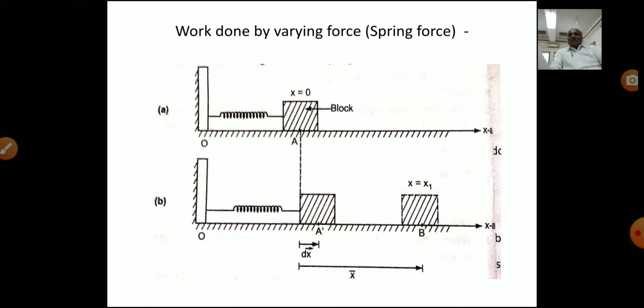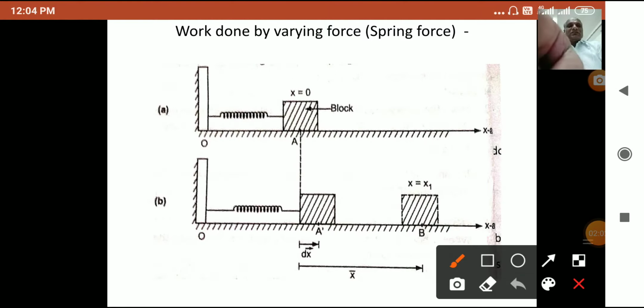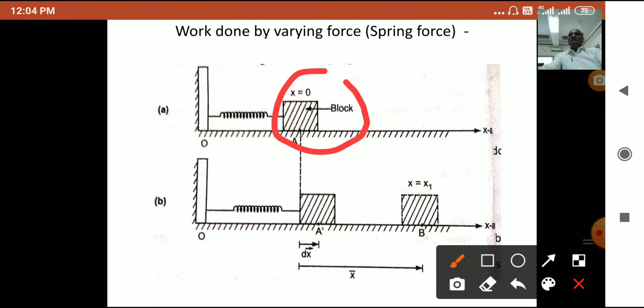Now let x equal to 0 be the position of the block when the spring is in its natural length, which we have shown first in the figure. This is the position where x equals 0, when the spring is in its natural position or natural length. It means the spring is neither stretched nor compressed.